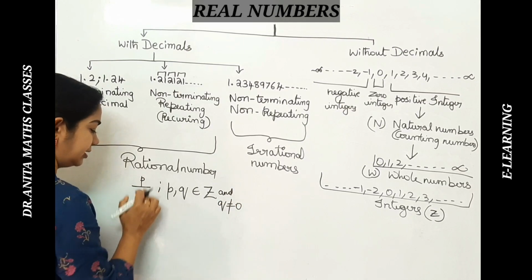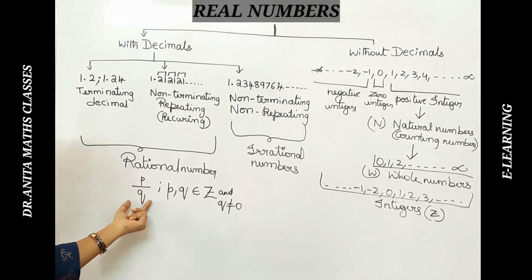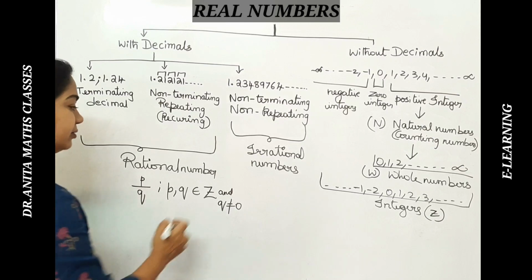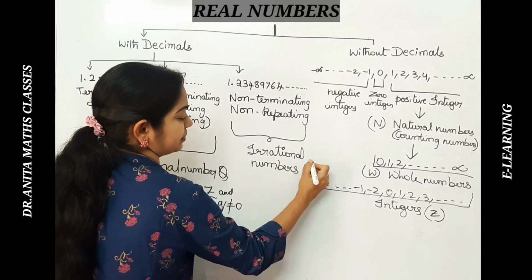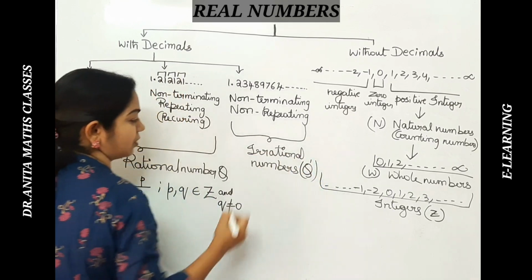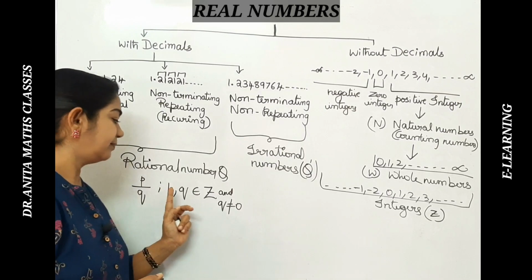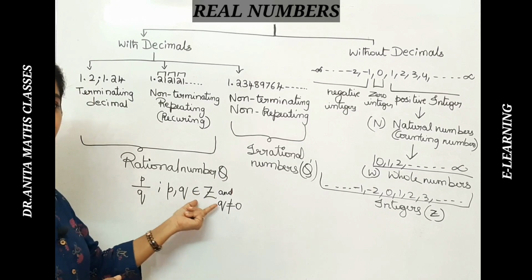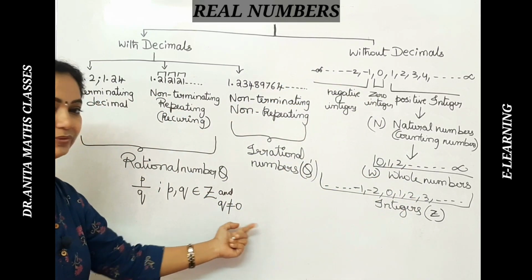Here this is in the form of a fraction P by Q, where the denominator is not 0. This is a condition for rational numbers. We denote rational numbers with capital Q, whereas irrational numbers with Q prime or Q dash. We just call it Q dash. So these rational numbers are of the form P by Q, where both the numerator and the denominator are integers, again without decimals, and Q not equal to 0.